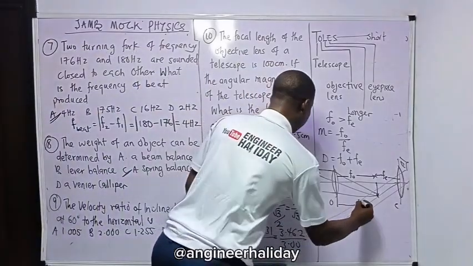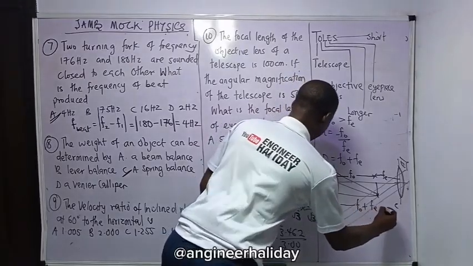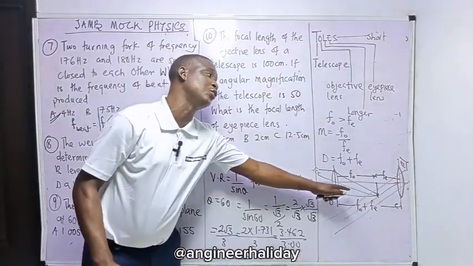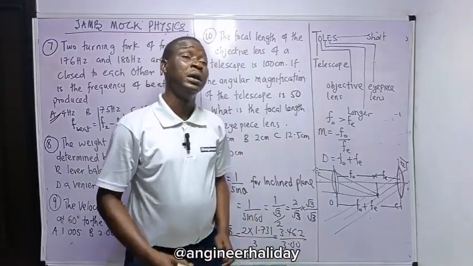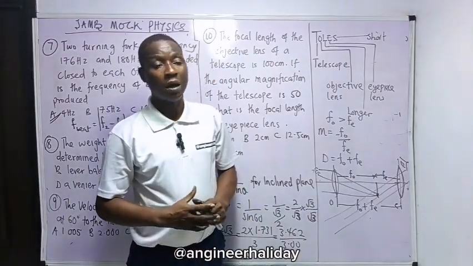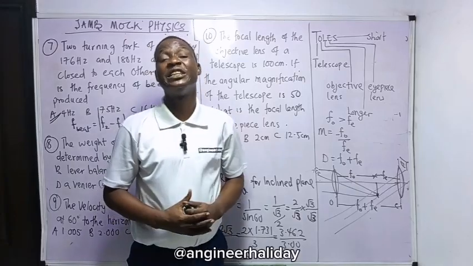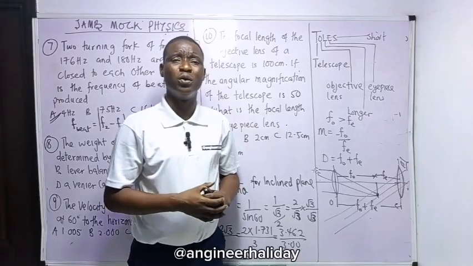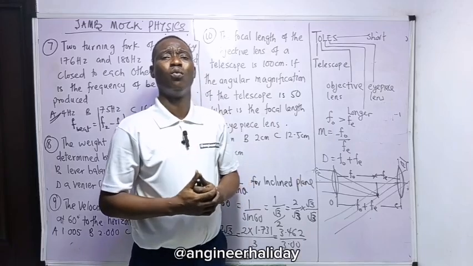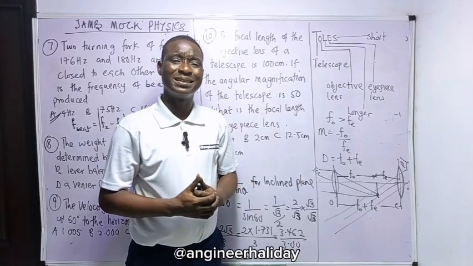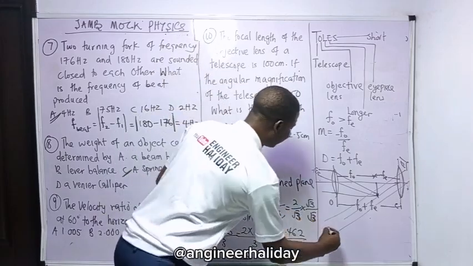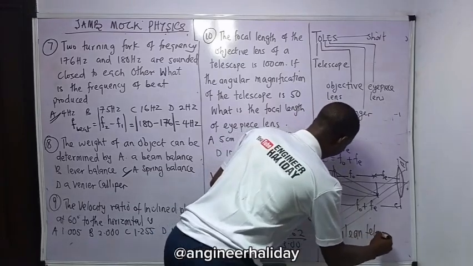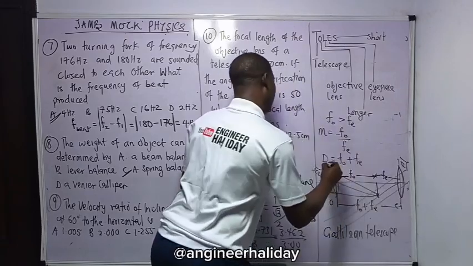So that's how I say the distance between them is f naught plus fe, from here to here. But don't forget the image. The disadvantage of using this telescope is that it produces an inverted image, and it's a disadvantage on the earth, though it has a better magnification. But to improve on it, we use what they call a Galilean telescope. We use the Galilean telescope.